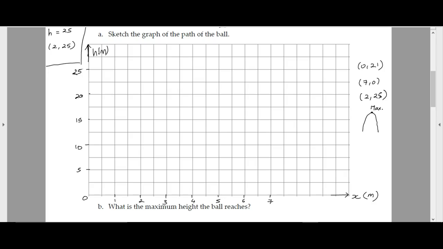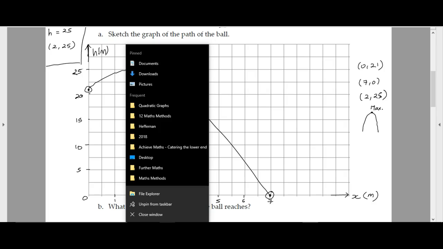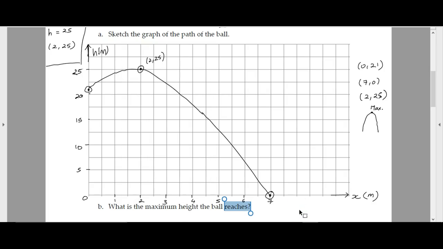Okay, so labeling my first point, I'm labeling my y-intercept, which is 21, so I'm going to roughly mark it there. My turning point is going to be 2, 25, so we mark our turning point. And then we mark our x-intercept, which is 7, 0. And now that we've done that, we can join it with a beautiful looking curve. And that completes the graph of this quadratic function.